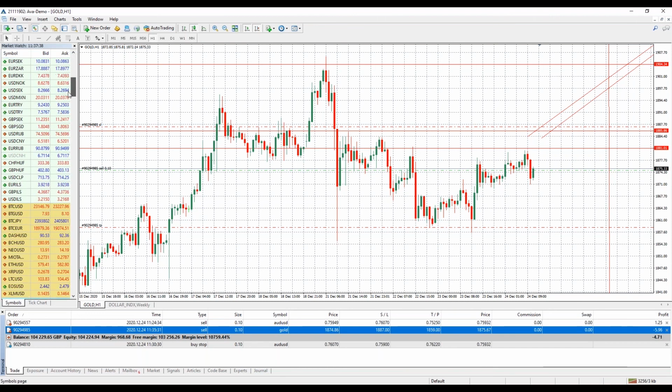Tesla. I've had some requests about Tesla. Now, you can't trade on Tesla yet. The US market is not open, but we can take a look at it.